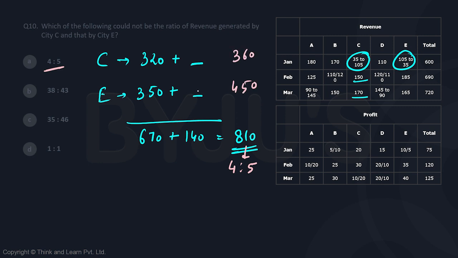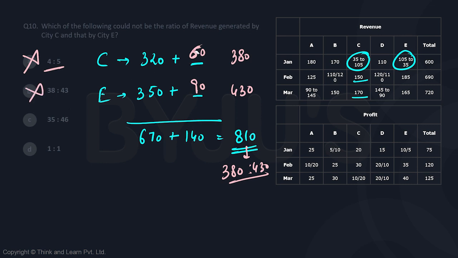Is it possible? Yes. If I take it as 100, I take it as 40. Yes, the first one is possible. So first is not my answer. Question is saying which of the following is not possible. Let's remove them. Look at second option. The second option says now 38 is to 43. If I divide it in a ratio of 38 and 43, they become 380 and 430. This is possible when this is 60 and this is 90. So 60 and 90 are also possible. This option also cannot be my answer.